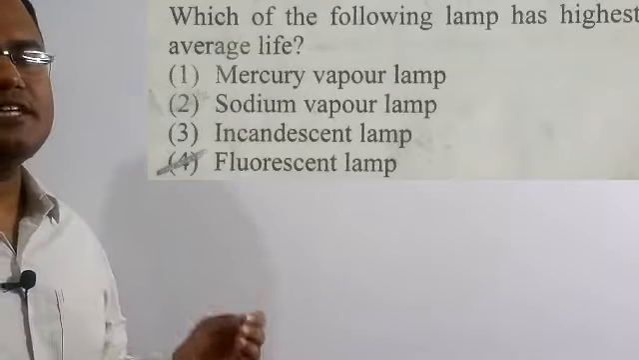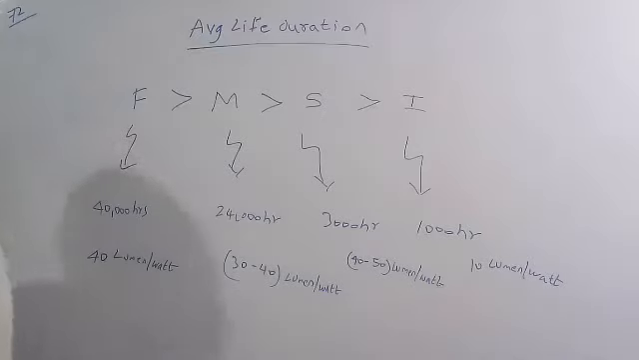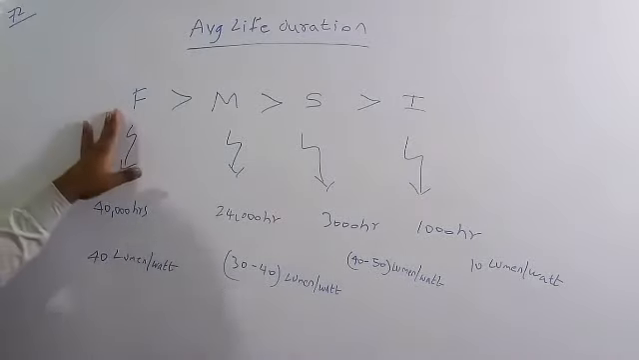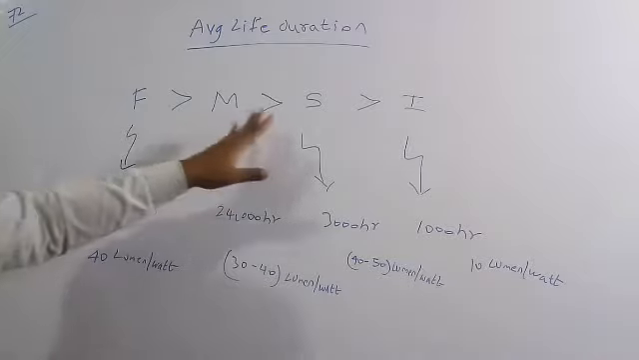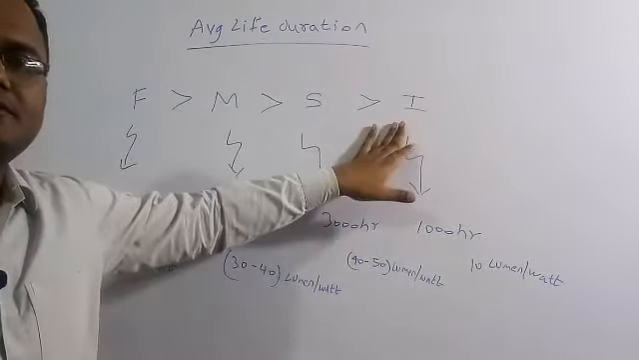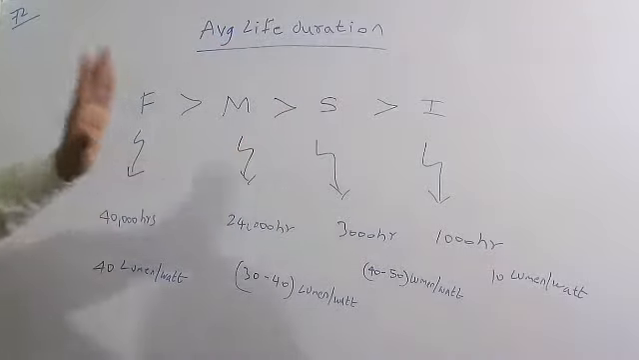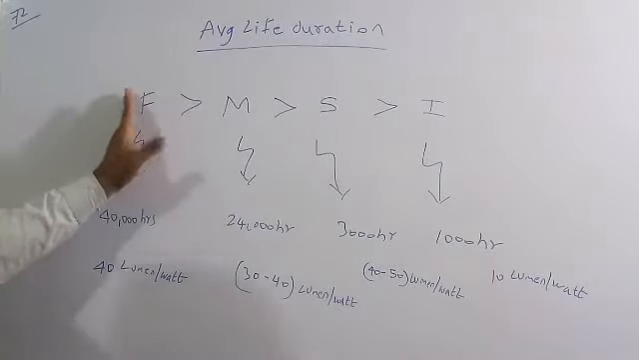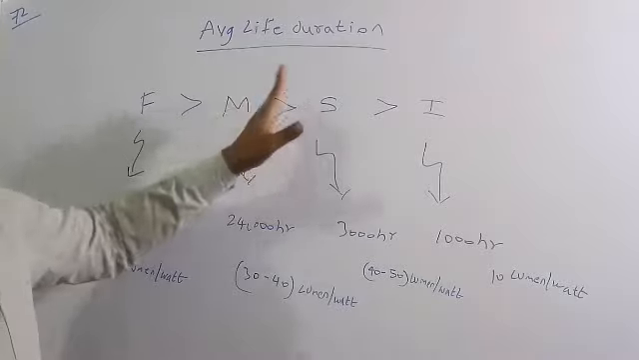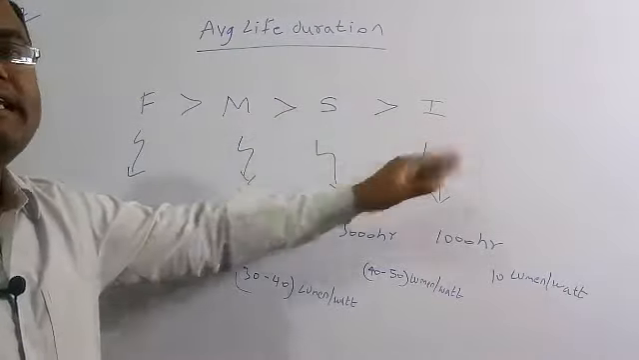So let's discuss something more about this one. See, now I am going to compare the average life duration of the four lamps, which are the fluorescent lamp, the mercury vapor lamp, the sodium vapor lamp and the incandescent lamp. So now I am going to compare these four lamps. See, the average life duration of the fluorescent lamp is greater than the mercury vapor lamp, which is greater than the sodium vapor lamp, which is greater than the incandescent lamp.